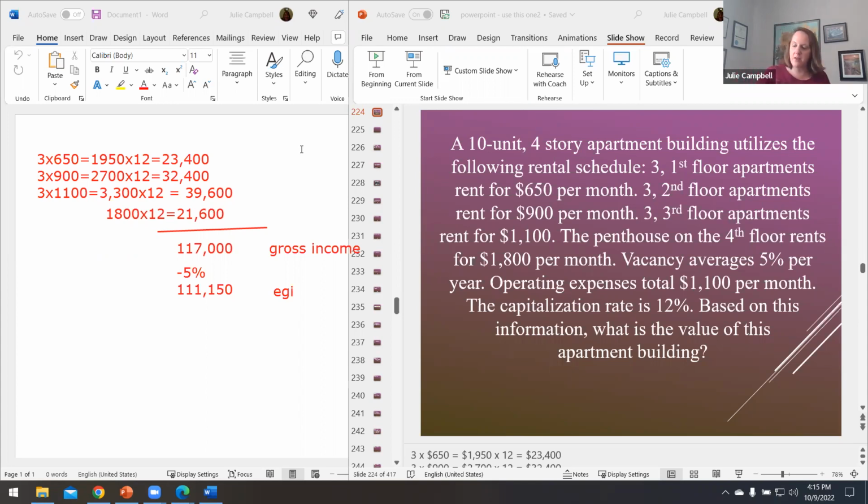I have monthly operating expenses of $1,100. So if I take $1,100 times 12, that gives me annual operating expenses. So I deduct my annual operating expenses to get a net operating income of $97,950. From my effective gross income, we deducted our annual operating expenses to get a net operating income of $97,950.